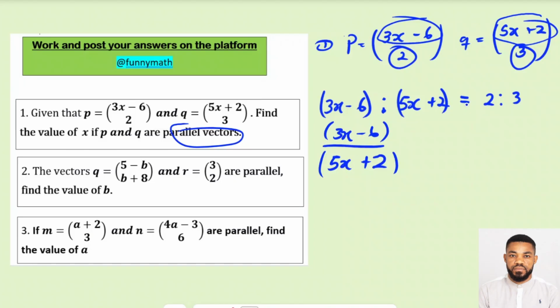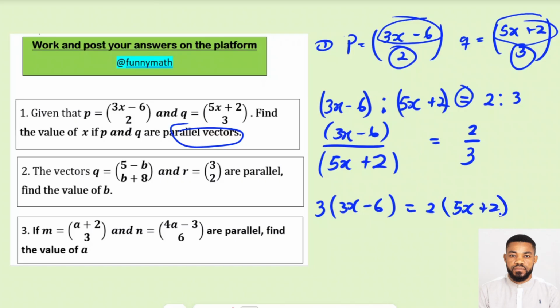And it is equal to, that's the equal sign. It is equal to this one too. We're going to write it as a fraction. So it's going to be 2 on 3. At this point, we just do cross multiplication. So 3 will multiply this, 2 also multiplies this one. This is cross multiplication. Okay, so let's do it right now. So I'm going to get 3 multiplying (3x minus 6) equal to 2 also multiplying (5x plus 2). So this is how we can do the cross multiplication.